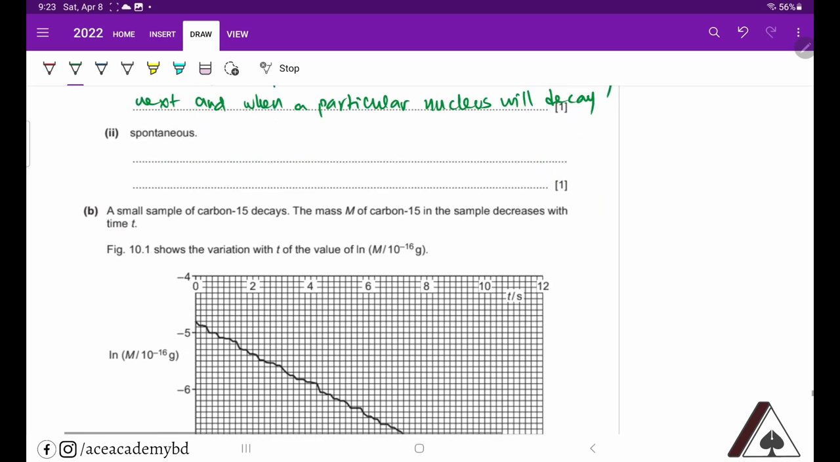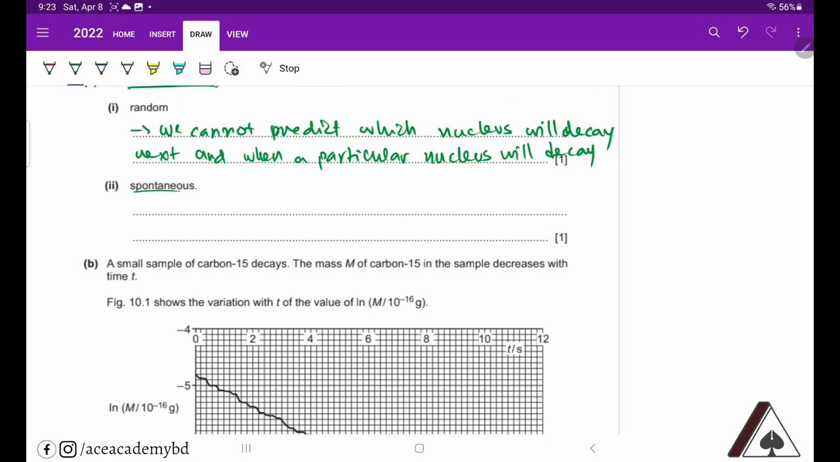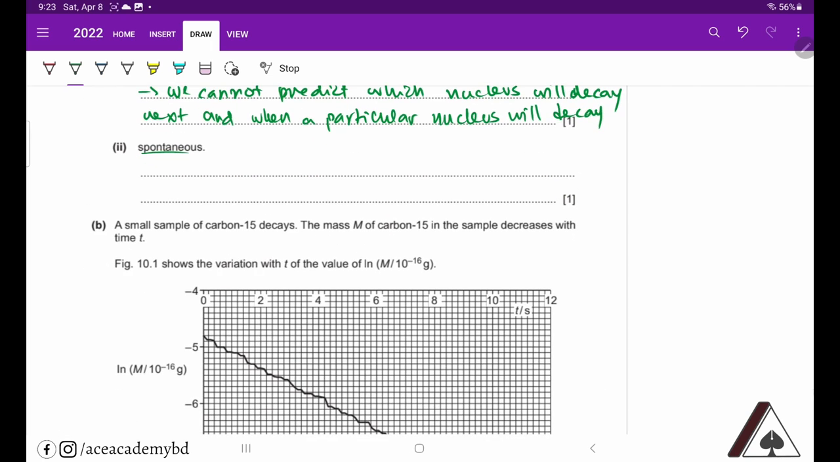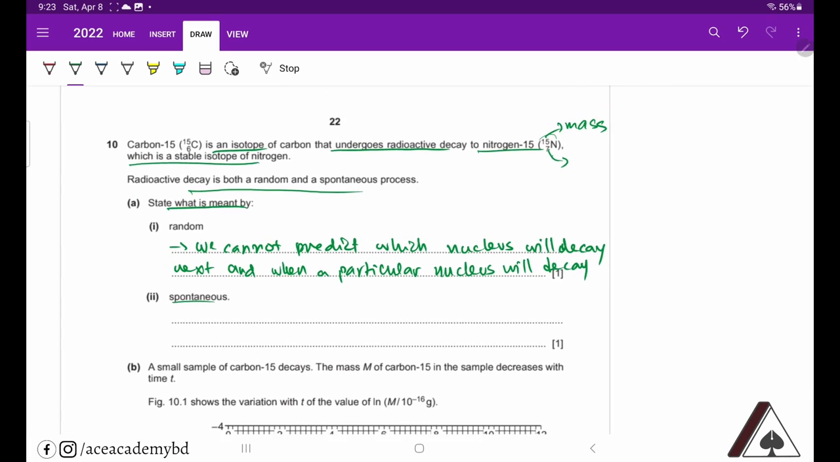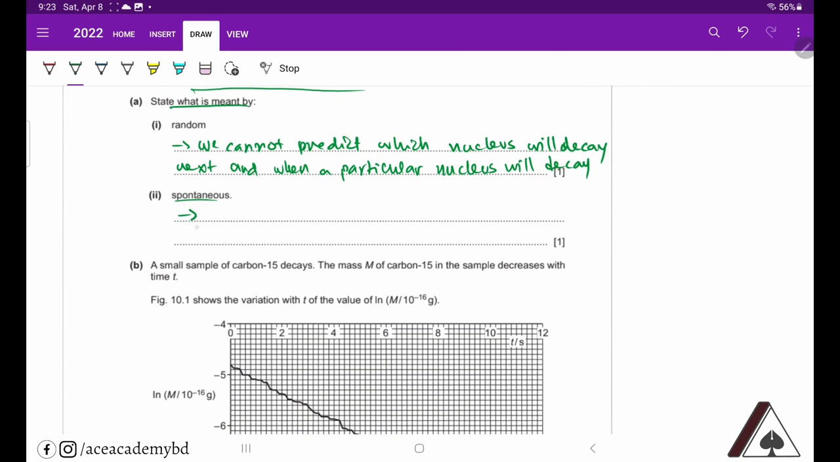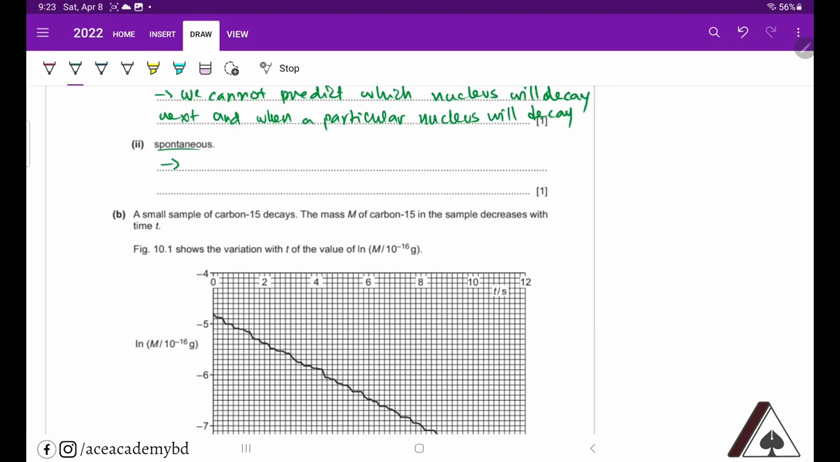Okay, so that's basically it. Next question is, what is meant by the term spontaneous? This is because we say radioactive decay is a spontaneous process. This is because it is not affected by any external environmental factors, such as temperature or pressure.